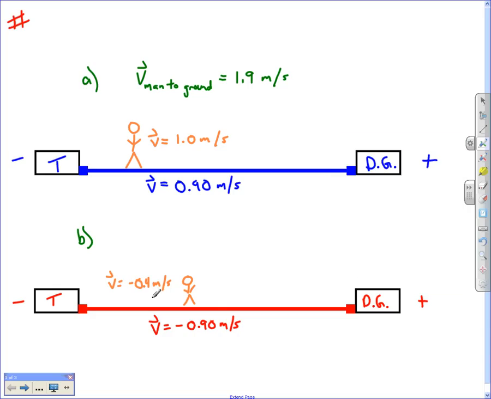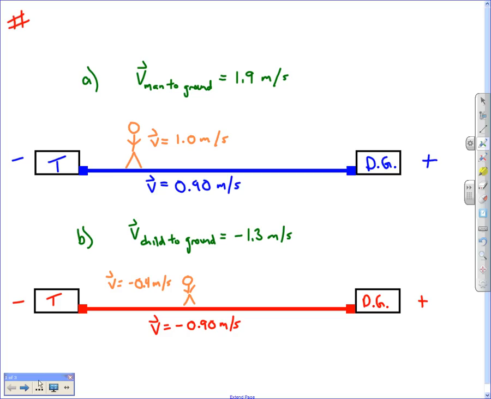So the velocity of the child to ground is going to equal negative 1.3 meters per second. But in part B, that's not what they were asking. What they were asking is how fast is the man moving relative to the child?